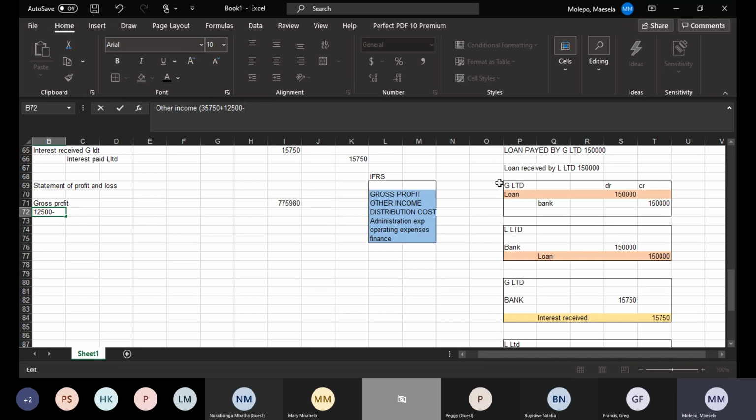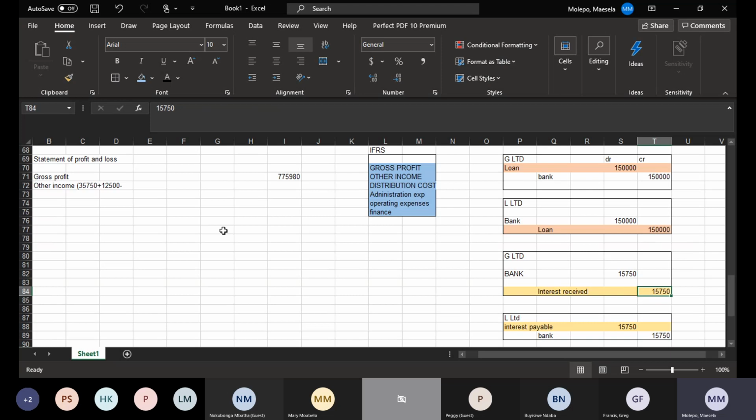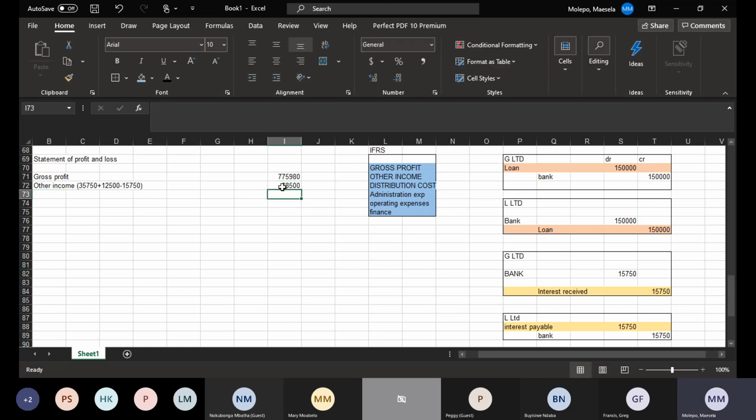Then we have to less that interest which was paid by L Limited. So remember, when we're doing our journal, we have that interest payable by L Limited of 15,750, it will be an interest received on the books of G Limited. So you have to less it here. You less that 15,750. And then you can close the bracket. So it means here we'll be having an amount of 68,500. Let's validate it.